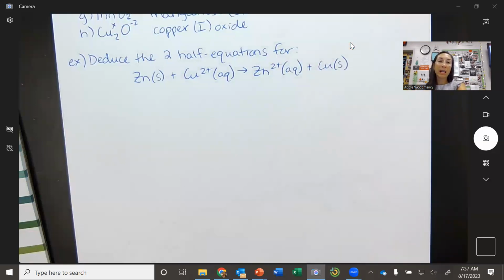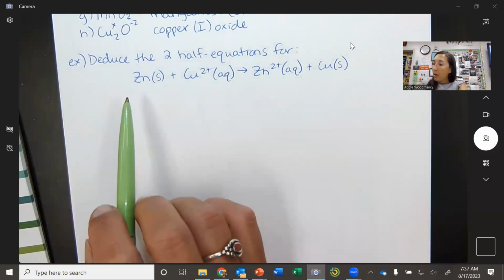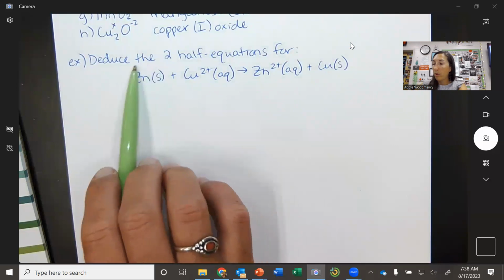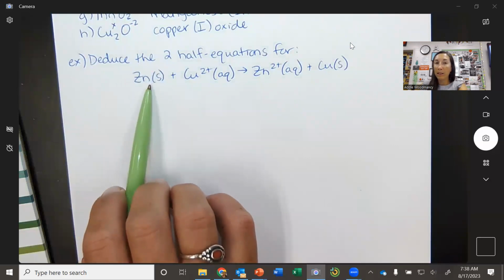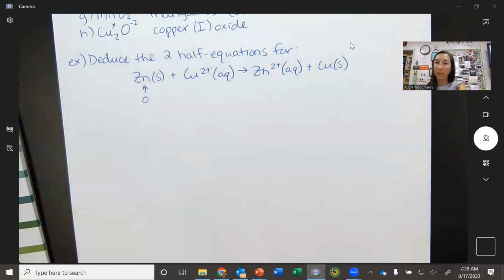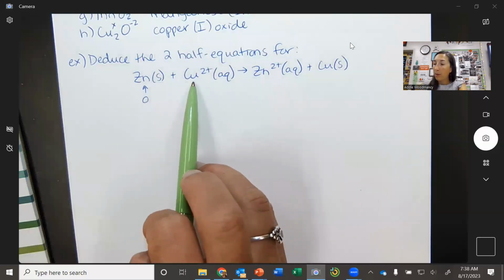All right, so this is actually something that you need to do for your pre-lab homework. And also something that you're going to experience in your lab, because in your lab you need to be able to identify the oxidizing and reducing agents. So this is good practice for that. All right, so here we have zinc. Its overall charge, an element by itself, oxidation state is 0.